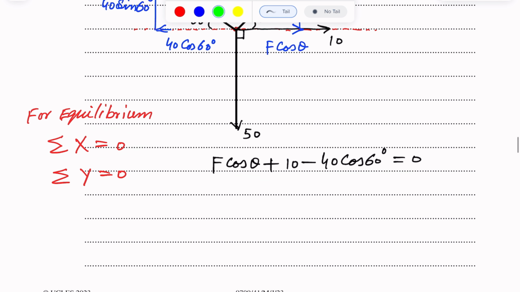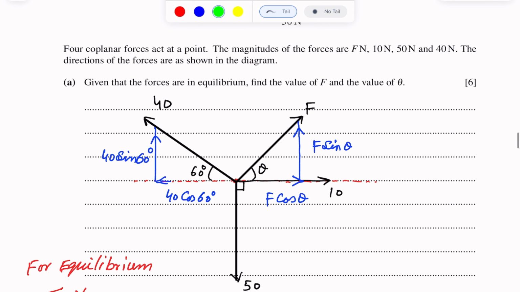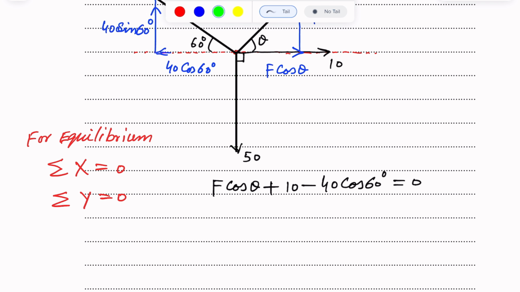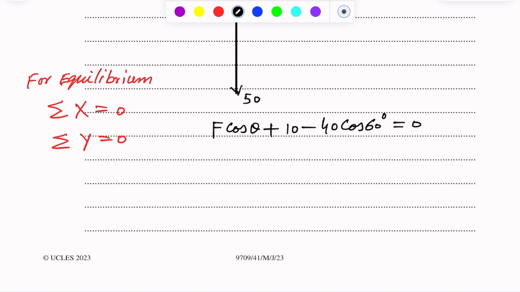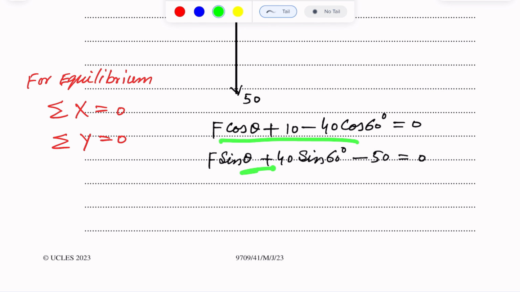In the same way, the sum of the forces along the y-axis: this force plus this force minus 50 is equal to 0. So F sin theta plus 40 sin 60 degrees minus 50 Newton is equal to 0. Now we will simplify these two equations using the values of cos 60 degrees and sin 60 degrees.